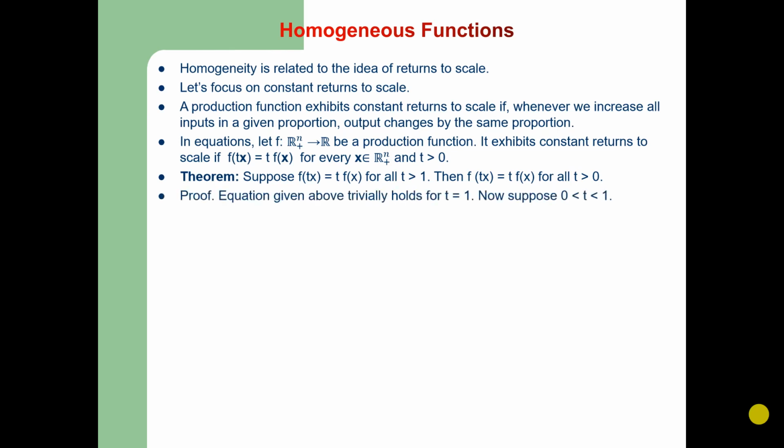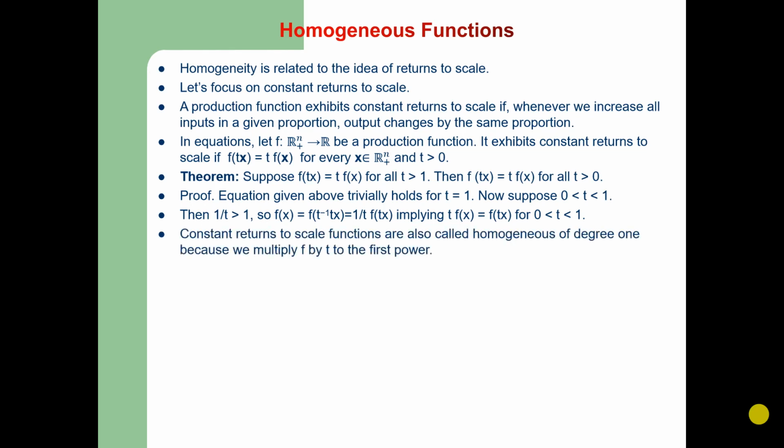The equation given above trivially holds for t equal to 1. Now suppose 0 is less than t is less than 1, then 1 by t is greater than 1. So f of x is equal to f of t raised to the power minus 1 times tx, which is equal to 1 upon t f of tx, which implies t f of x is equal to f of tx for 0 is less than t is less than 1. Constant returns to scale functions are also called homogeneous of degree 1 because we multiply the function by t to the first power.